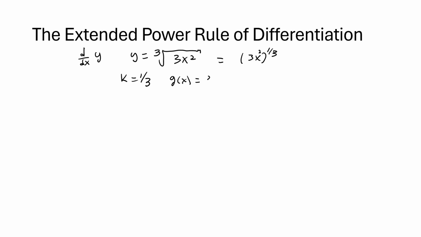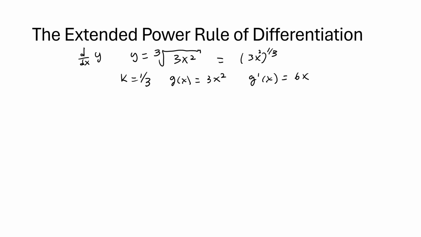Now I want to do one more example. So we want to find the derivative with respect to x of y, where y is going to be equal to, this time, the cube root of 3x squared. And we can rewrite that as 3x squared to the 1/3 power. Now in this situation, our k is equal to 1/3. Our g of x is equal to 3x squared, and g prime of x is equal to 6x.